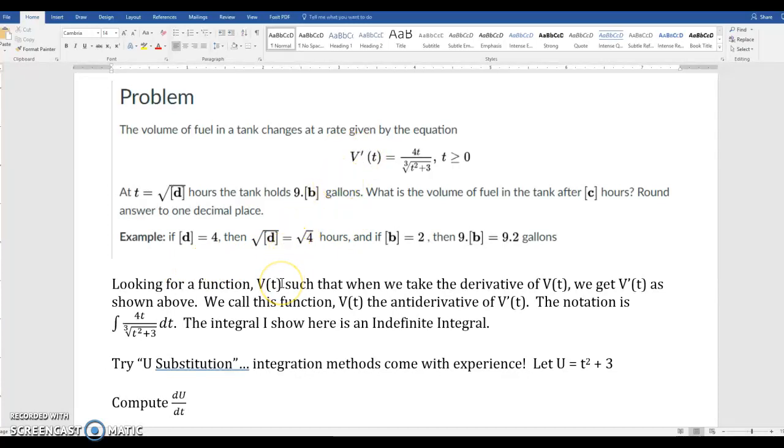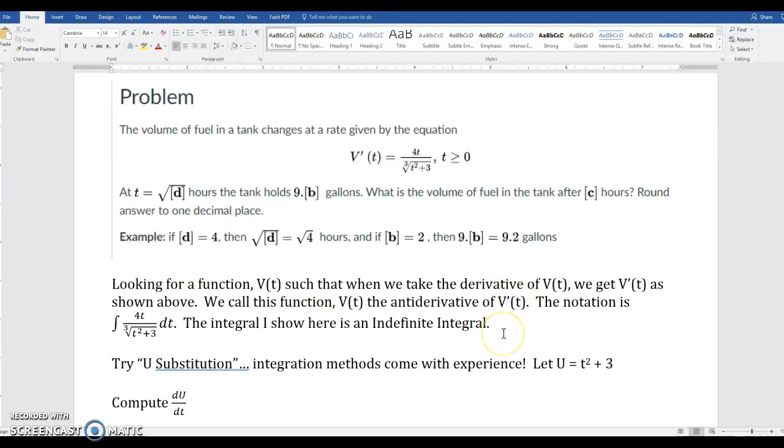So what we want to do now is go back and find that function v of t, such that when we take the derivative of v of t, we come up with this rational expression that you see here. So we're looking for that function v of t such that when we take the derivative of v of t, we get v prime of t as shown above. And this function that we're looking for is called the antiderivative of the first derivative.